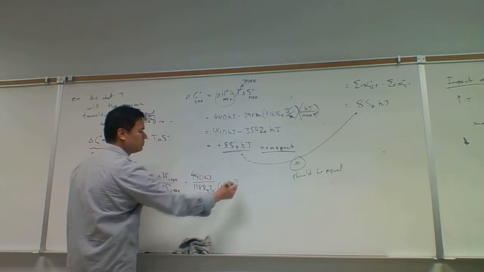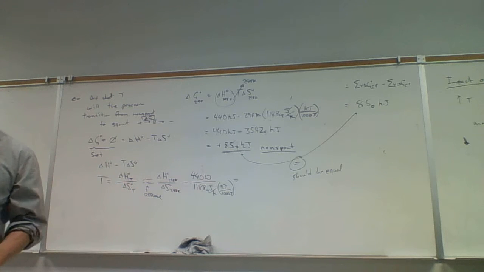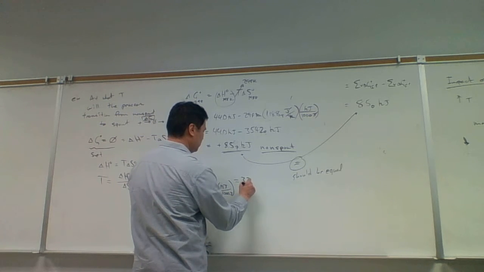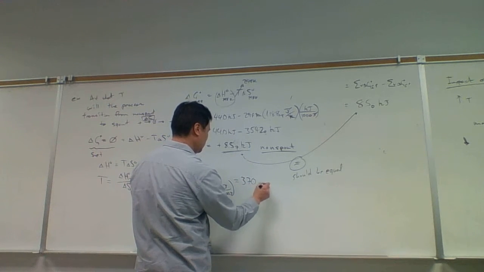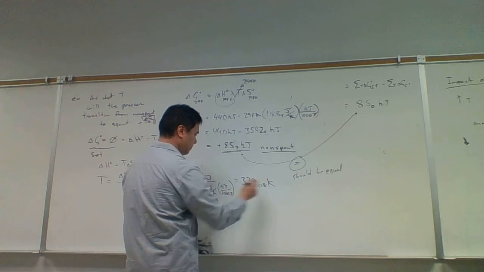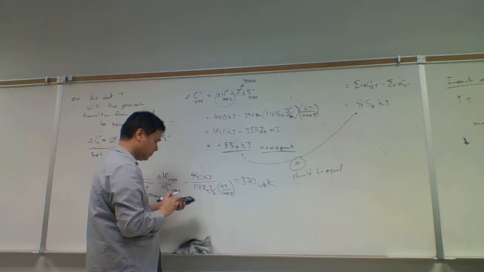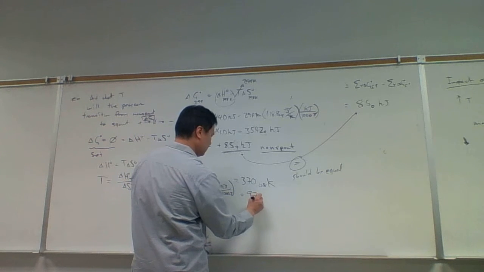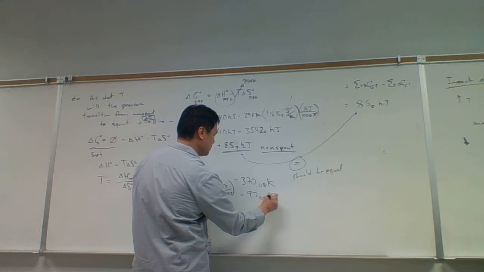And so what temperature will this spontaneously vaporize? Let's take a look here. It's going to be 44 divided by 118.89 times 1,000, which is 370.08. This is Kelvin, and so minus 273 gives us 97.08 degrees C.